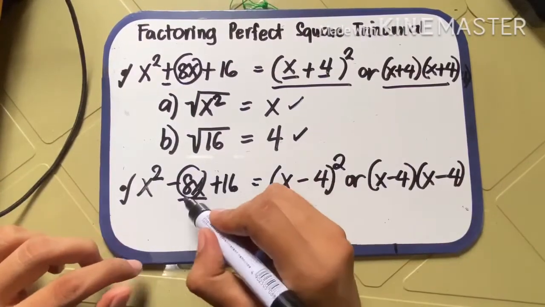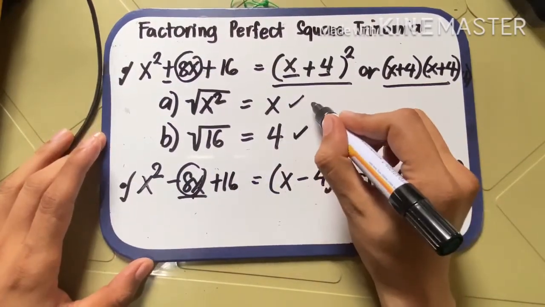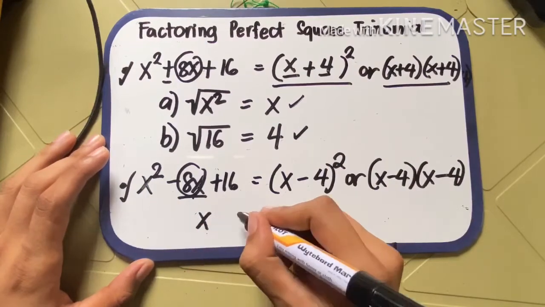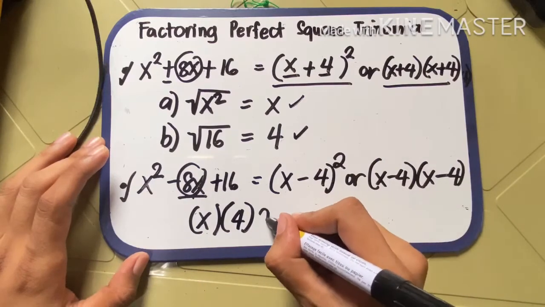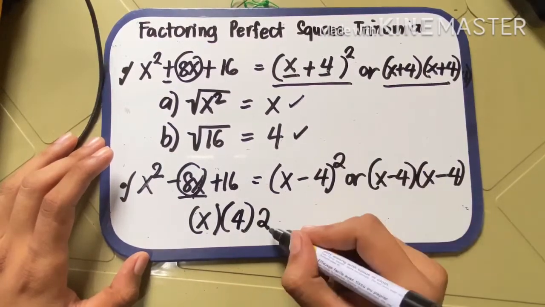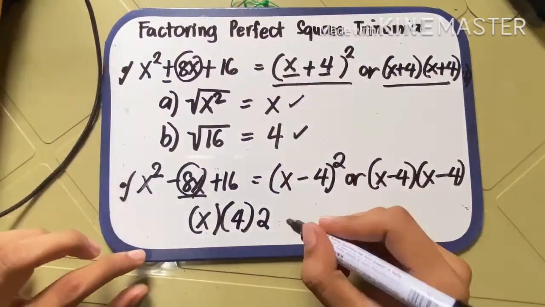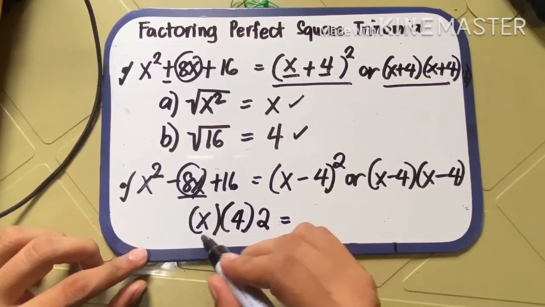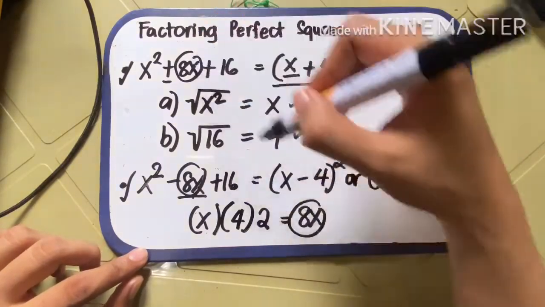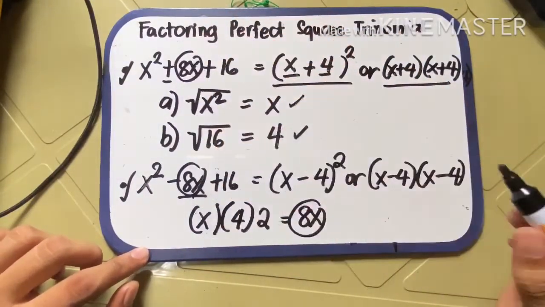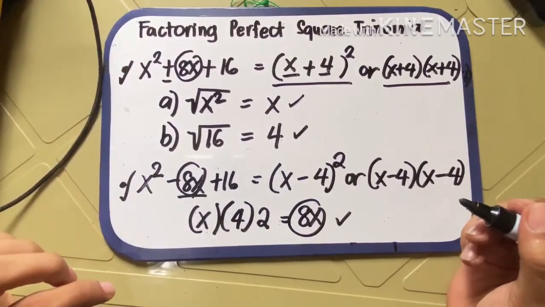Now, what's the use of the second term, or the middle term, 8x? You will go to your answer for your a and b. We have x and 4. Multiply the two terms, then multiply by 2. Again, this 2 is a constant. This will prove that this trinomial is a perfect square trinomial. So 4 times 2 is 8, times x is 8x. Therefore, since these are equal, 8x and 8x, these two trinomials are perfect squares.